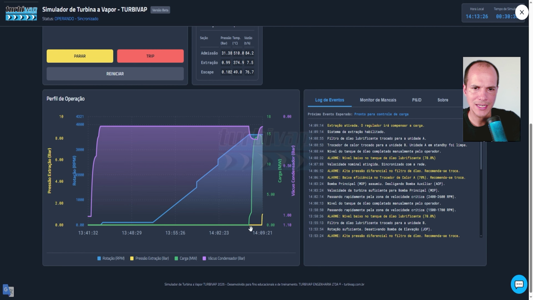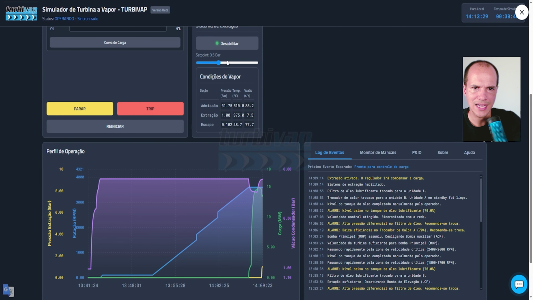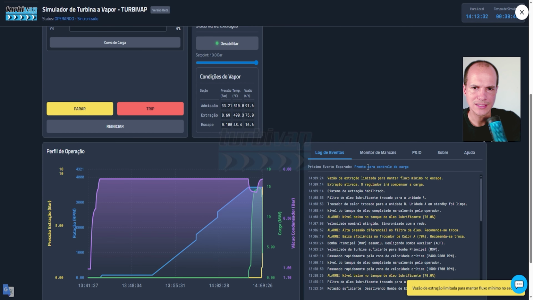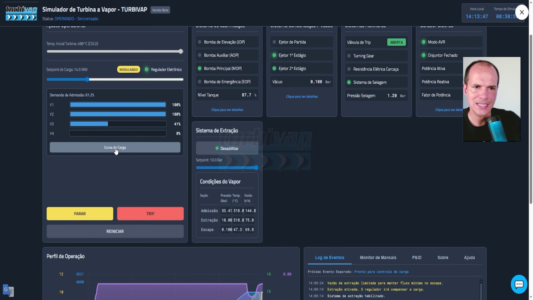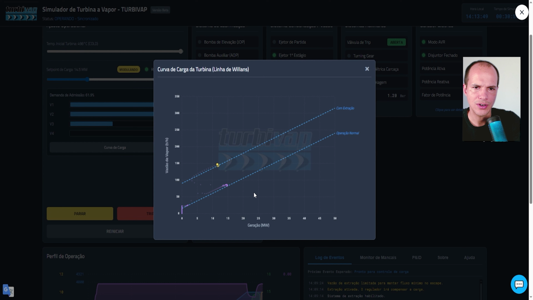So it's saying here that it's quite limited to maintain the minimum flow to the exhaust. So automatically we will see a momentary drop in generation until it is corrected. If we analyze now what is happening, our load curve, we are already sailing up there, in line with an extraction. So, to make the same as the previous generation, we are using more steam. It's so in this tool that can clearly show all these direct and indirect relationships, what each parameter changes in the machine's performance. Okay, here we go again.